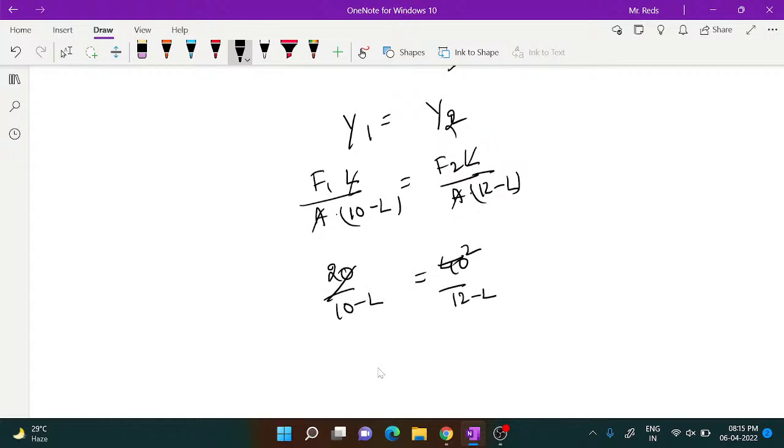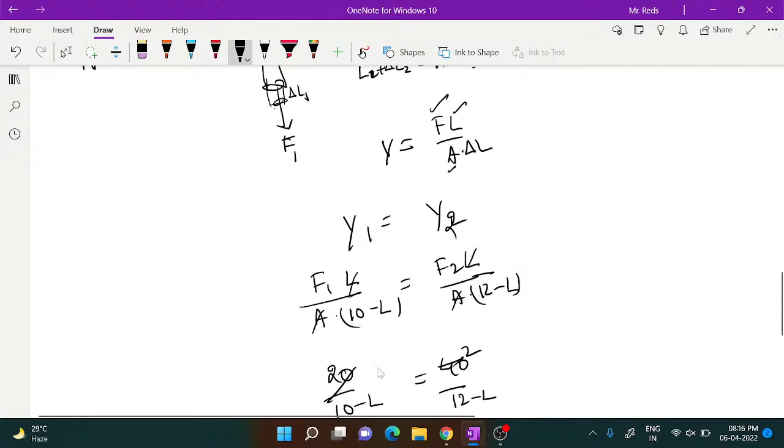So once twos, if you cross multiply, 20 minus 2L is equal to 12 minus L. If this comes here, plus 2L, 2L minus L is L. So L is equal to 20 minus 12, which is 8. 8 centimeters or 8 meters? They have given lengths in centimeters, so this will be in centimeters only. So the natural length is 8 centimeters. That's how I can take it. Okay? That's it.